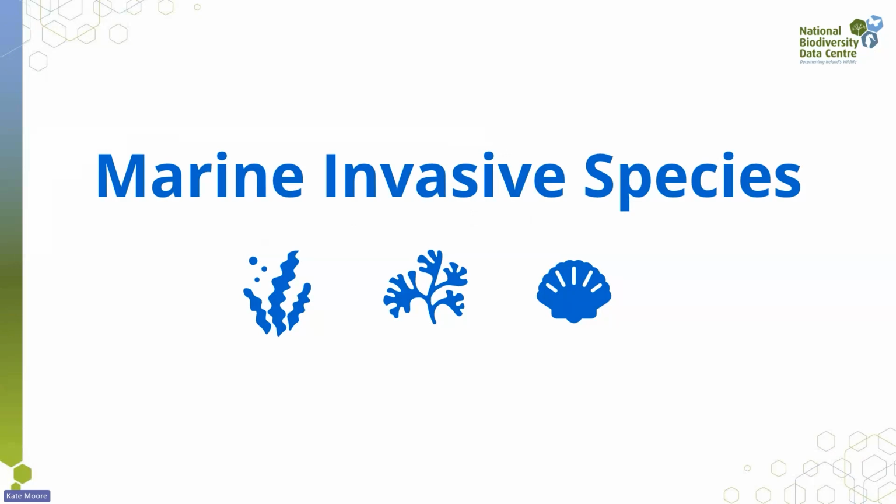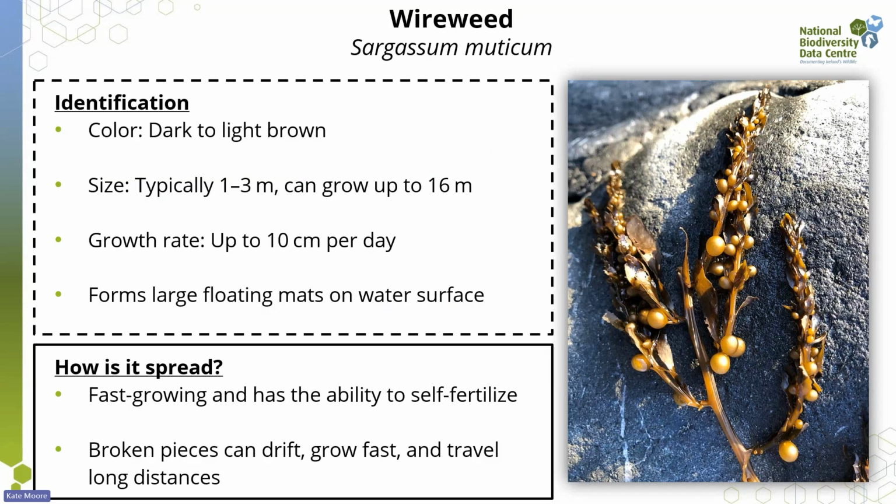So now let's take a look at some marine invasive species that you may come across along our coastline. Starting with wireweed, also known as sargassum. So this is a seaweed which is found on sheltered and exposed shores, and it can also be found in intertidal rock pools and in subtidal waters. It's dark to light brown in colour, and it typically grows to 3 meters, but can grow up to 16 meters. And it has a growth rate of 10 centimeters per day. And it has the ability to form large floating mats on the water surface.